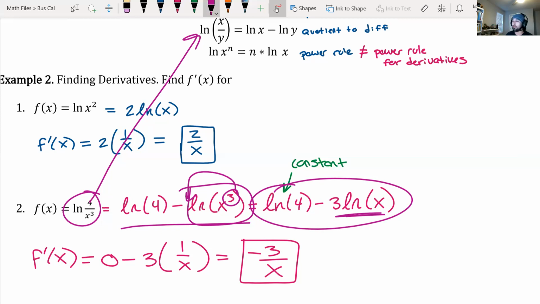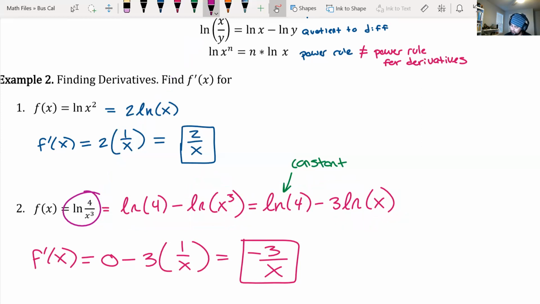And since the natural log of 4 is a number, it's just a constant, and the derivative of any constant is 0, right? And then 3 times the natural log of x, well, that 3 hangs outside, and the derivative of the natural log is 1 over x. So then it's -3 over x. Okay. Good. Sounds good.